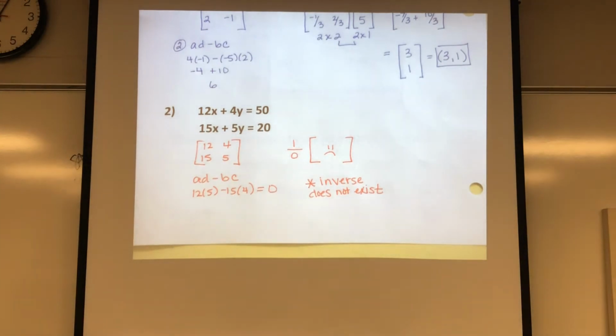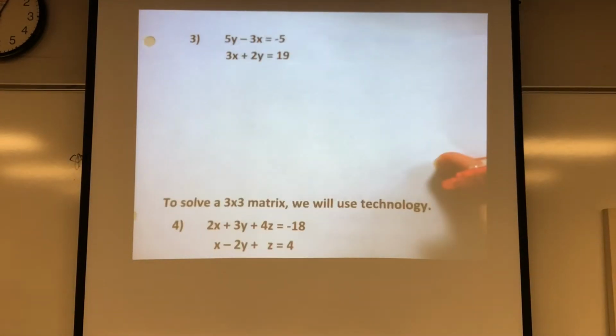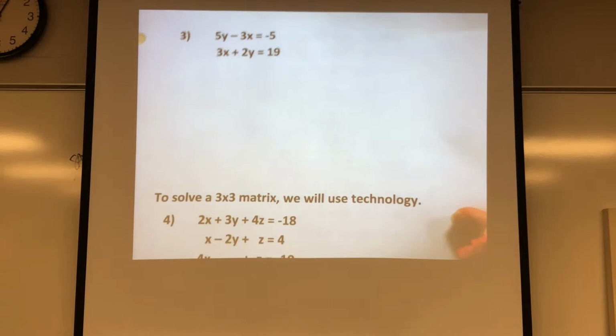So let's actually try one that we can solve, because that was kind of an anomaly. We don't see that very often, but just every once in a while, I just wanted to show you what happens when we get a determinant of 0. All right, so take a minute and write down number 3.